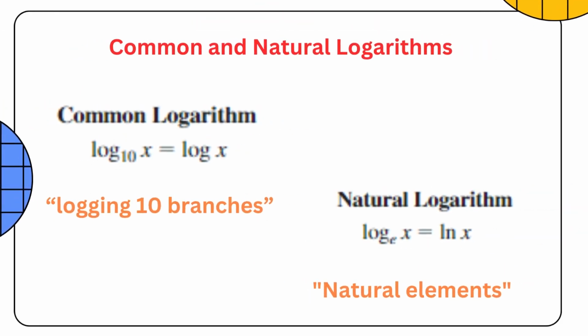Common and natural logarithms. A common logarithm is a logarithm with base 10. It is denoted by log to the base 10 or simply by log. A natural logarithm is a logarithm with base e. It can be denoted by log to the base e or simply ln. For logarithms, remember the phrase "logging 10 branches", so for log the base is 10, as in 10 branches. Hence simply use log. You can remember the phrase "natural elements" to remember the natural logarithms, with base e as e for elements.